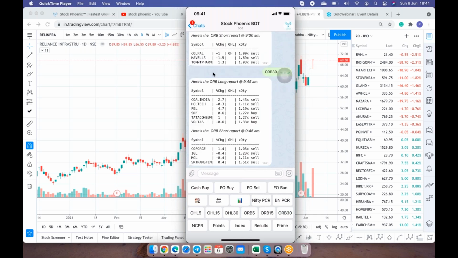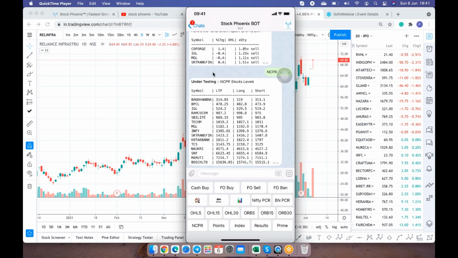This is of course NCPR. We are still working on it. We are trying to do some more research on this part. When it is completed, you'll be getting the data on it.